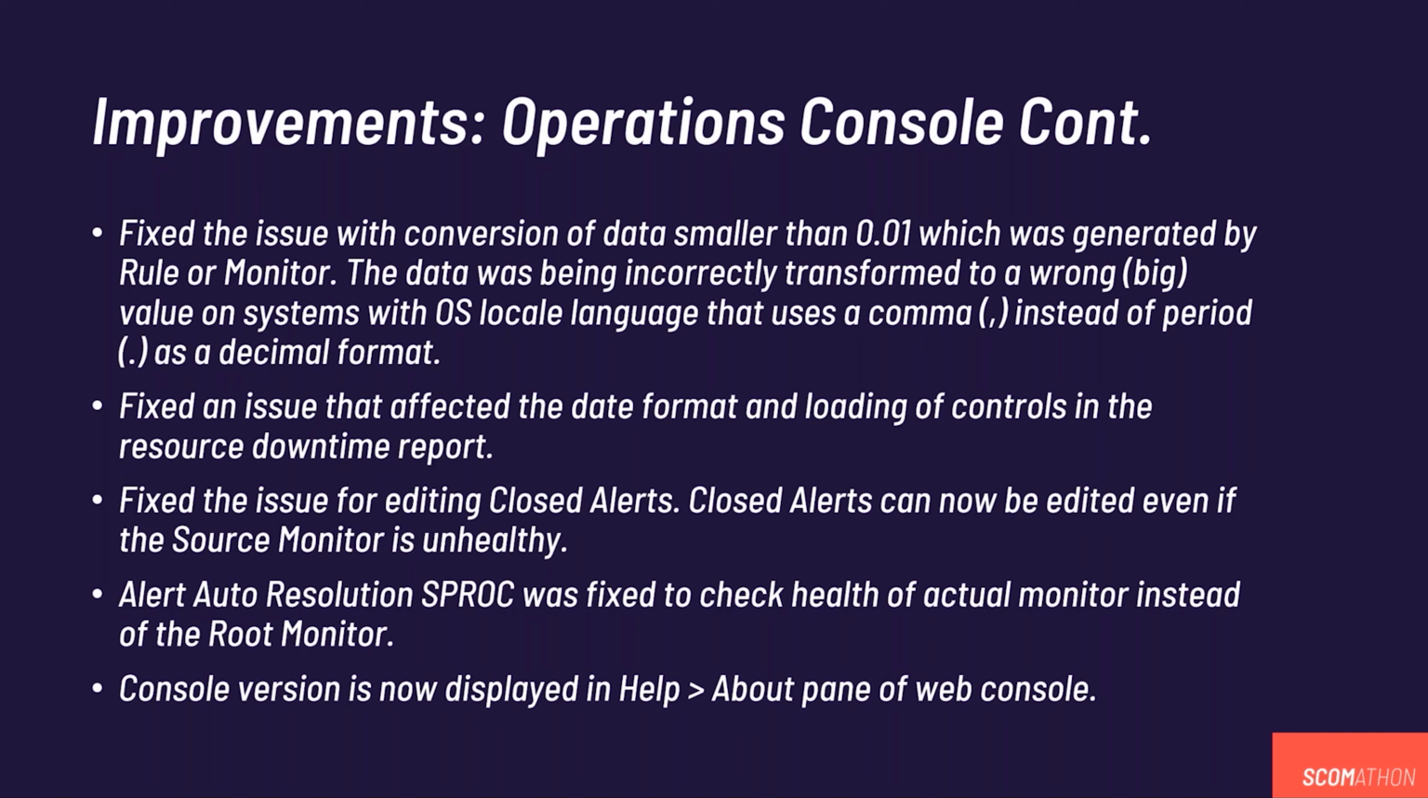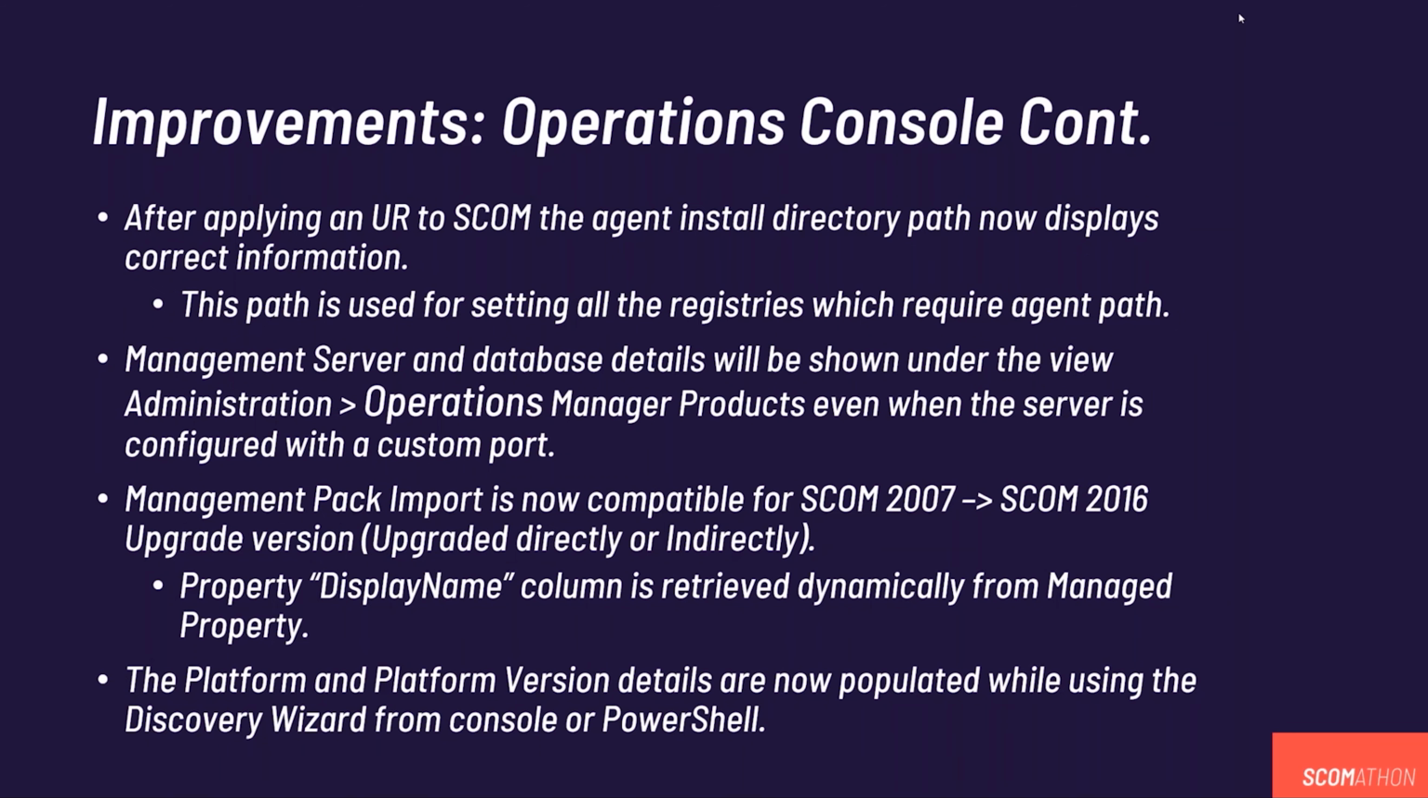Cool. So continuing on with our console improvements. Applying the update rollup, directory path now displays correct information. Yeah, this one, I have to tell you, I got bit by certain information disappearing out of the registry during update rollups. I did not know if it was the update rollup or just a weird SCOM issue, but I'm glad that somebody reported it and they fixed it, because after the fact it would cause me problems, and I'd have to go check the registry to make sure everything was there.